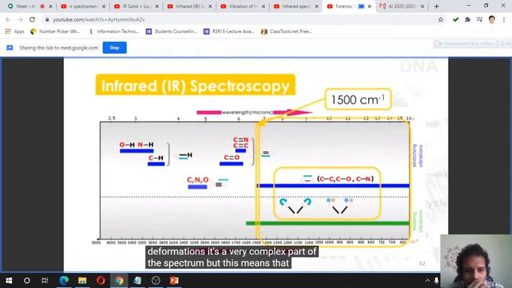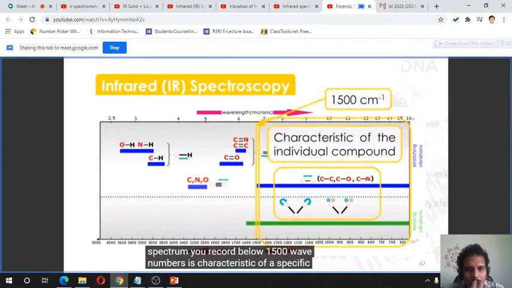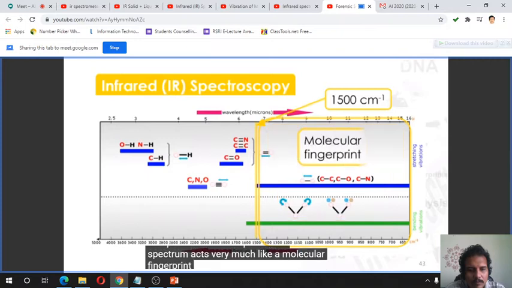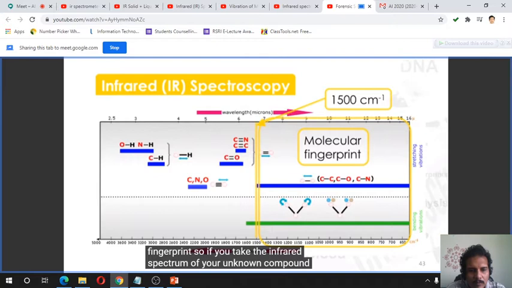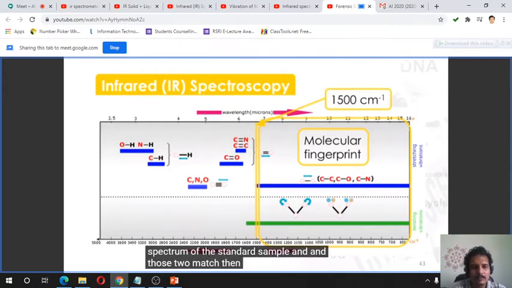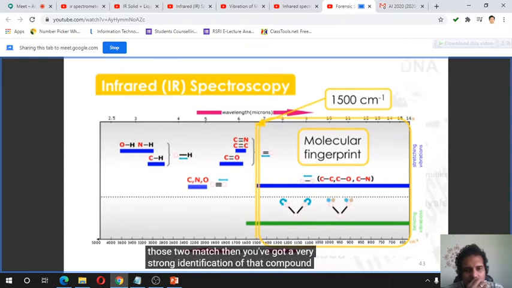But this means that the spectrum you record below 1500 wave numbers is characteristic of a specific compound. In fact, this part of the spectrum acts very much like a molecular fingerprint. So if you take the infrared spectrum of your unknown compound and you look in this region and you compare it to the standard sample, the infrared spectrum of the standard sample, and those two match, then you've got a very strong identification of that compound.